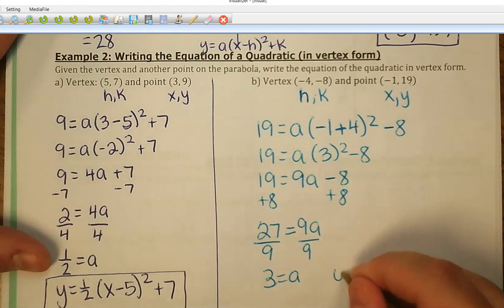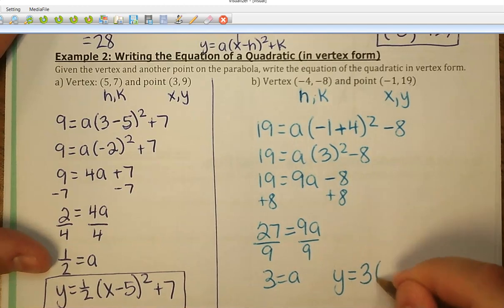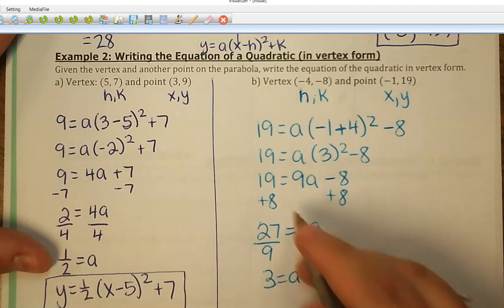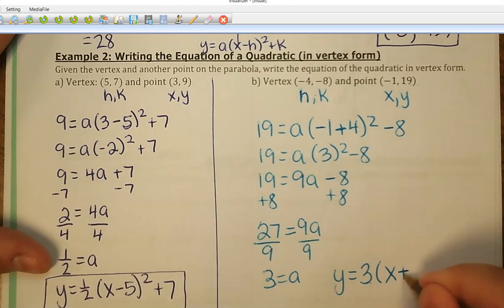so I know everything I need to plug in to get vertex form. Y and x should be variables here. You want to have something plugged in place of a. That's why we were solving for that. X needs to be an x. And then it should say similar to the setup up here. It should just be +4 squared and then -8.